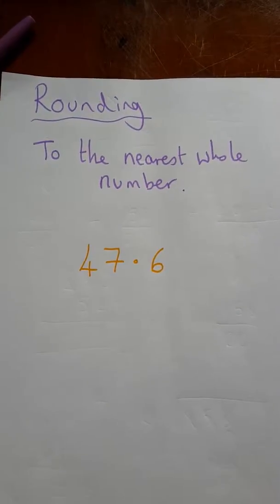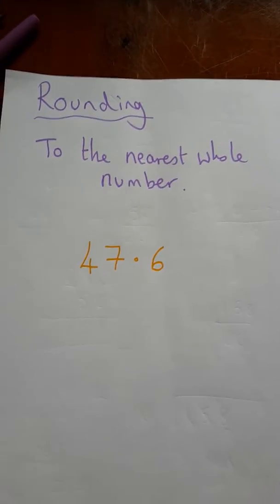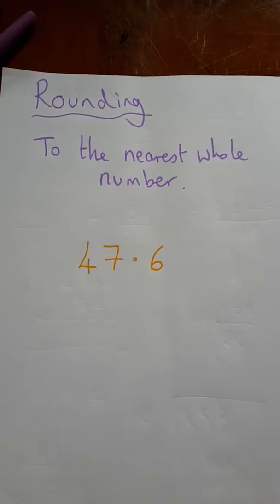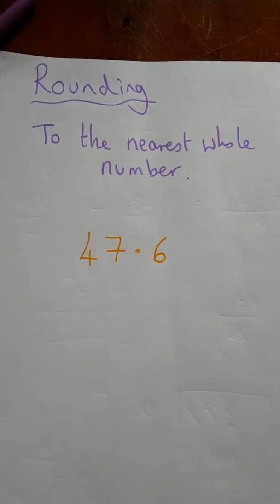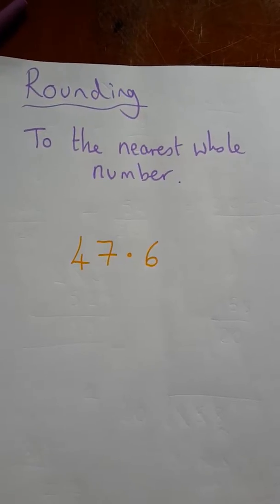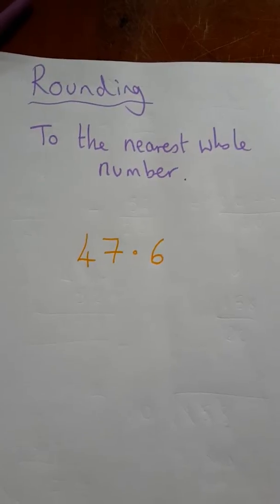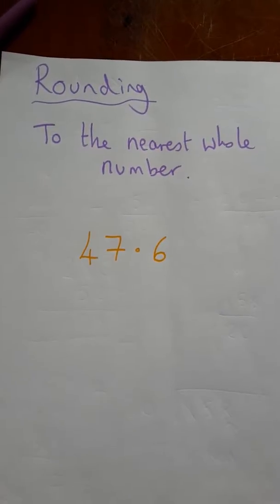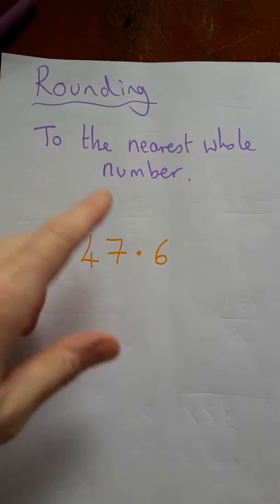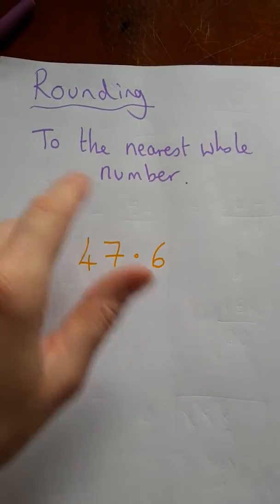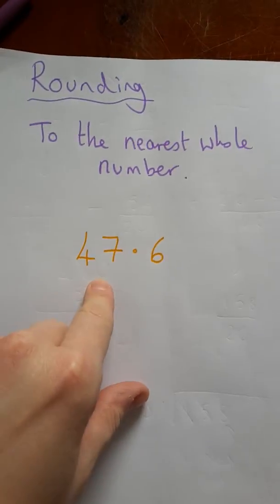So I'm going to show you how to round to the nearest whole number. Basically, what they're going to do is give you a number that has a decimal and ask you which integer, or which whole number, they mean the same thing, it's closest to. So in this case, you've been given 47.6 and asked to round it to the nearest whole number.